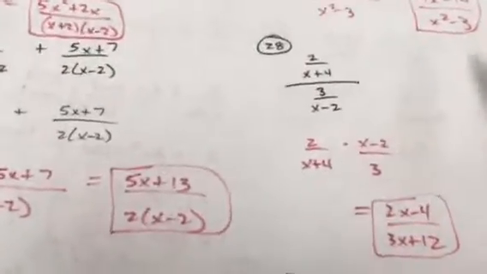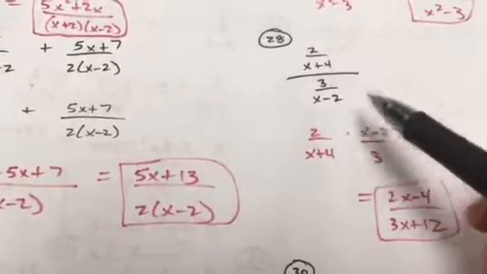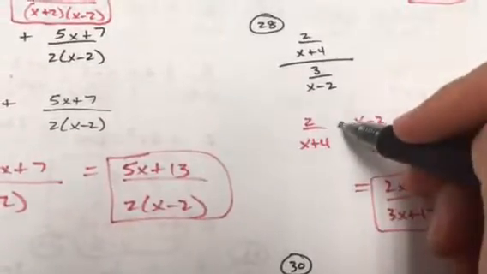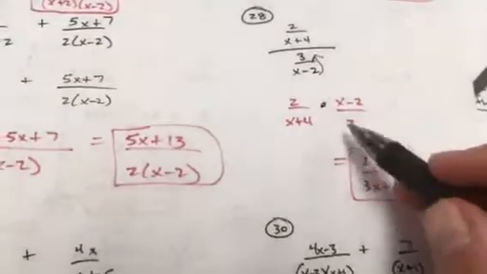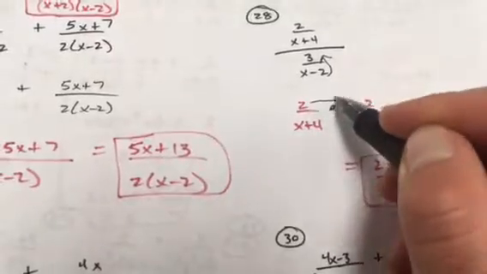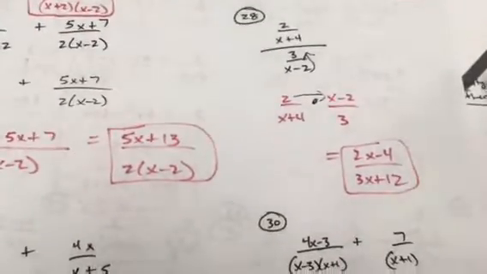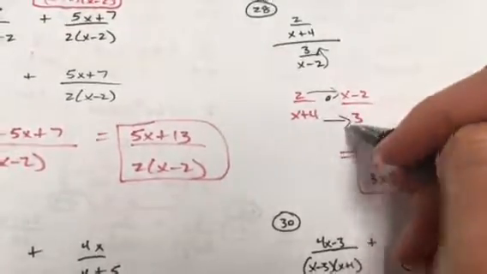Because on 28, you're dividing with two fractions again, so 2 over x plus 4. Instead of dividing, we're going to multiply by the reciprocal of what we were dividing by. So we're going to multiply by x minus 2 over 3. Multiply straight across, that's 2x minus 4 over 3x plus 12 when you multiply straight across.